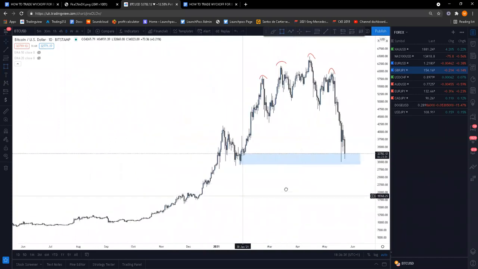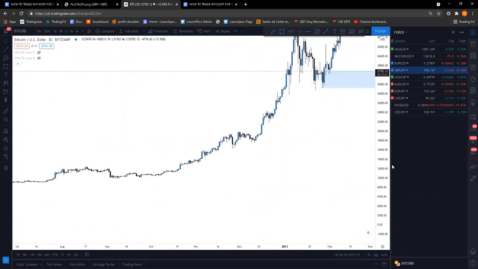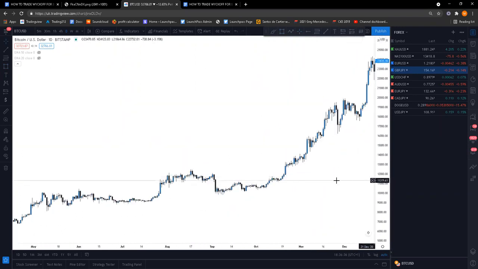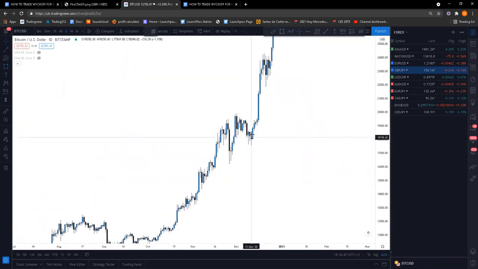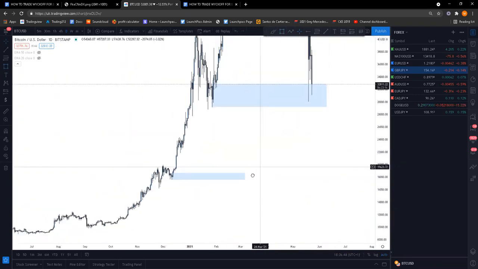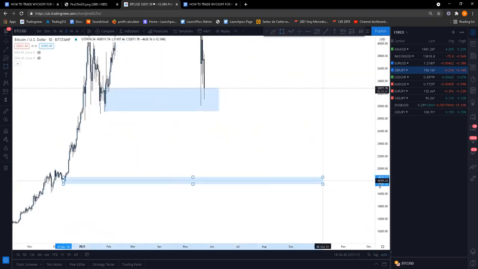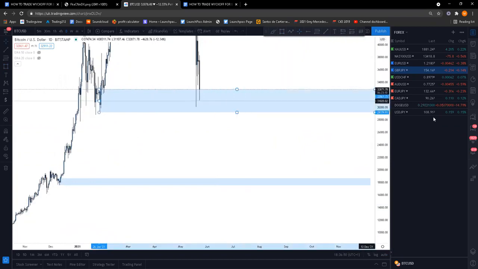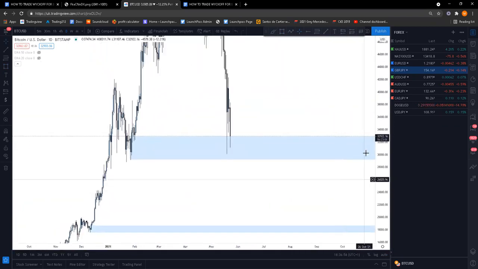20K, I'm not quite sure about 20K. It doesn't look like there are any clear OBs that I could go to. You could potentially argue that this is an OB that Bitcoin could go to, but this is at 18K. If Bitcoin goes to 18K, that'd be very problematic for a lot of people. So I don't think it's going to go to 20K anytime soon.